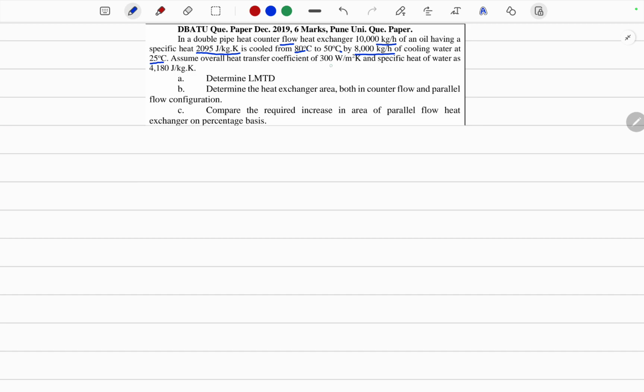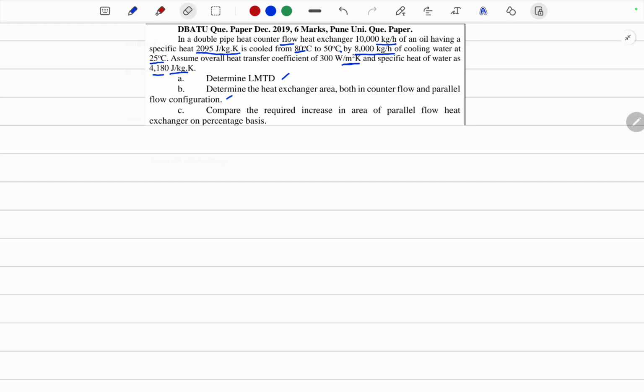Overall heat transfer coefficient is 300 watt per meter square Kelvin. Specific heat of water is 4180. We need to calculate LMTD as well as heat exchanger area when this heat exchanger is operating in parallel flow as well as counterflow configuration. We will also compare these areas on the percentage basis.